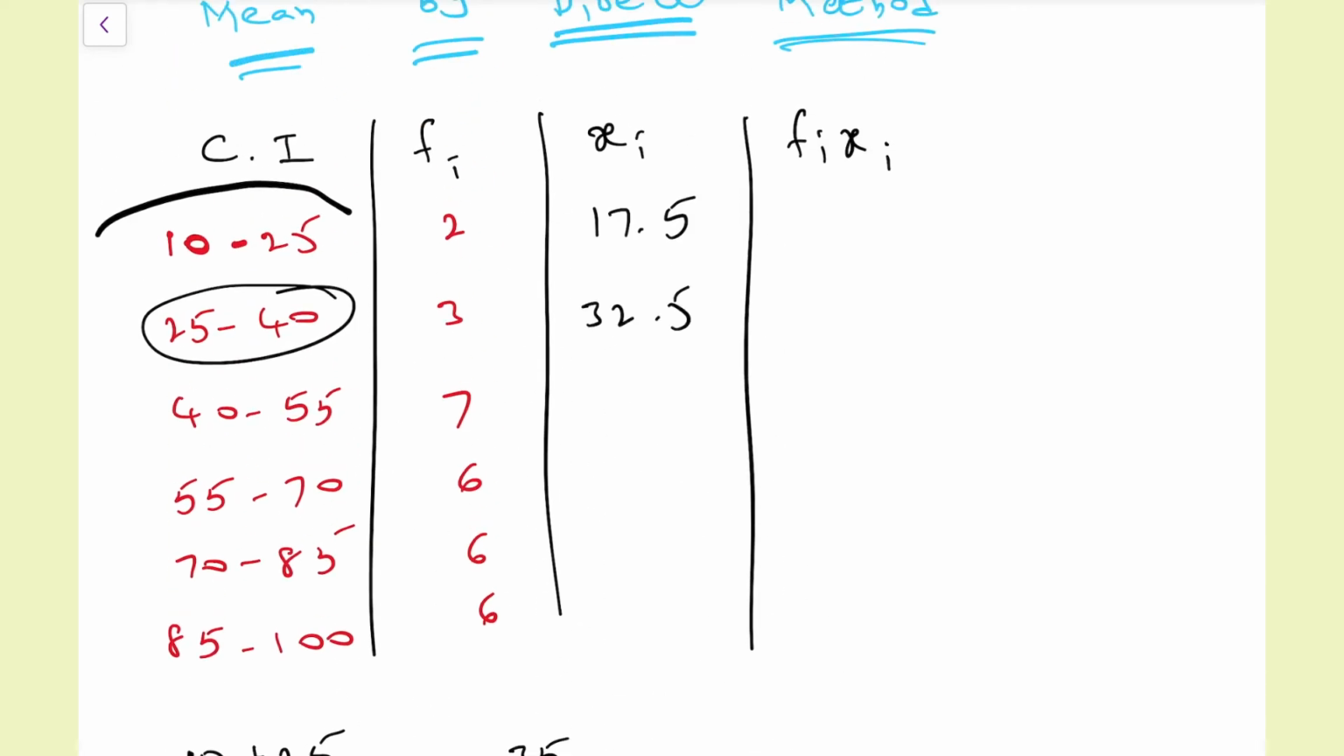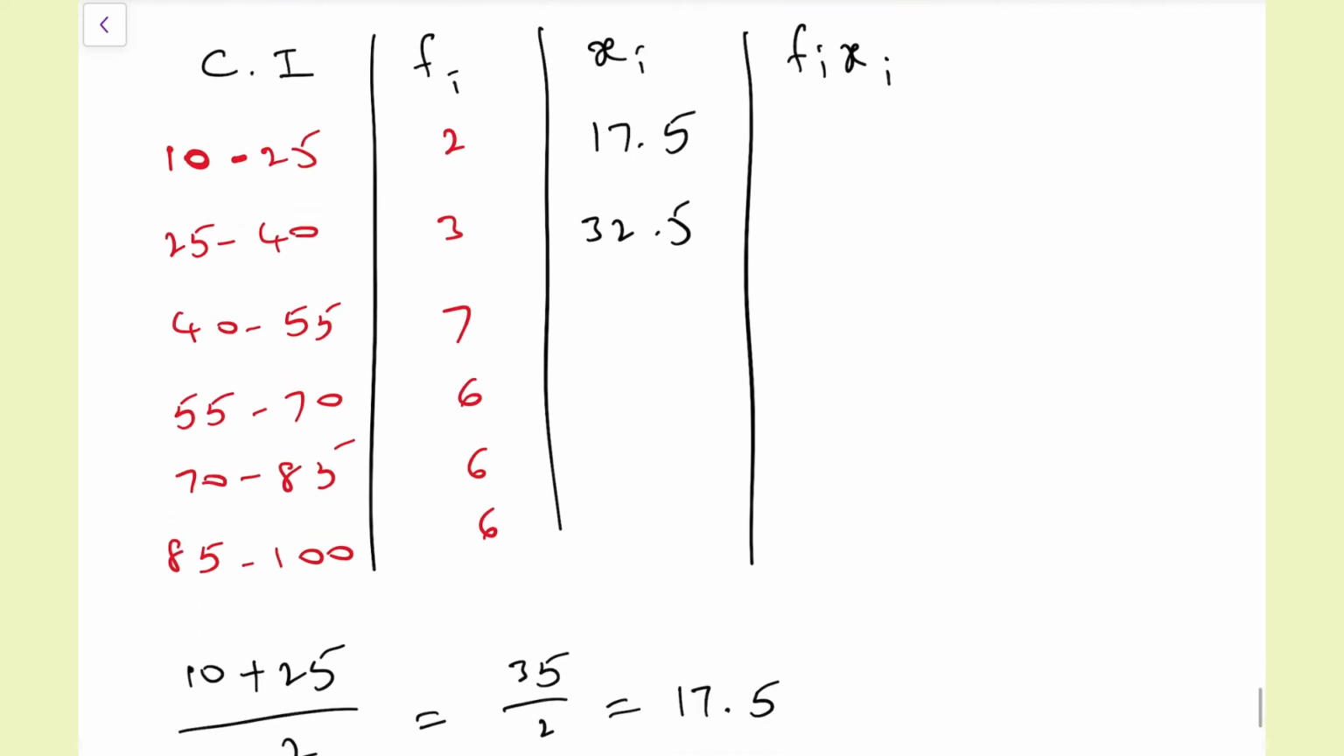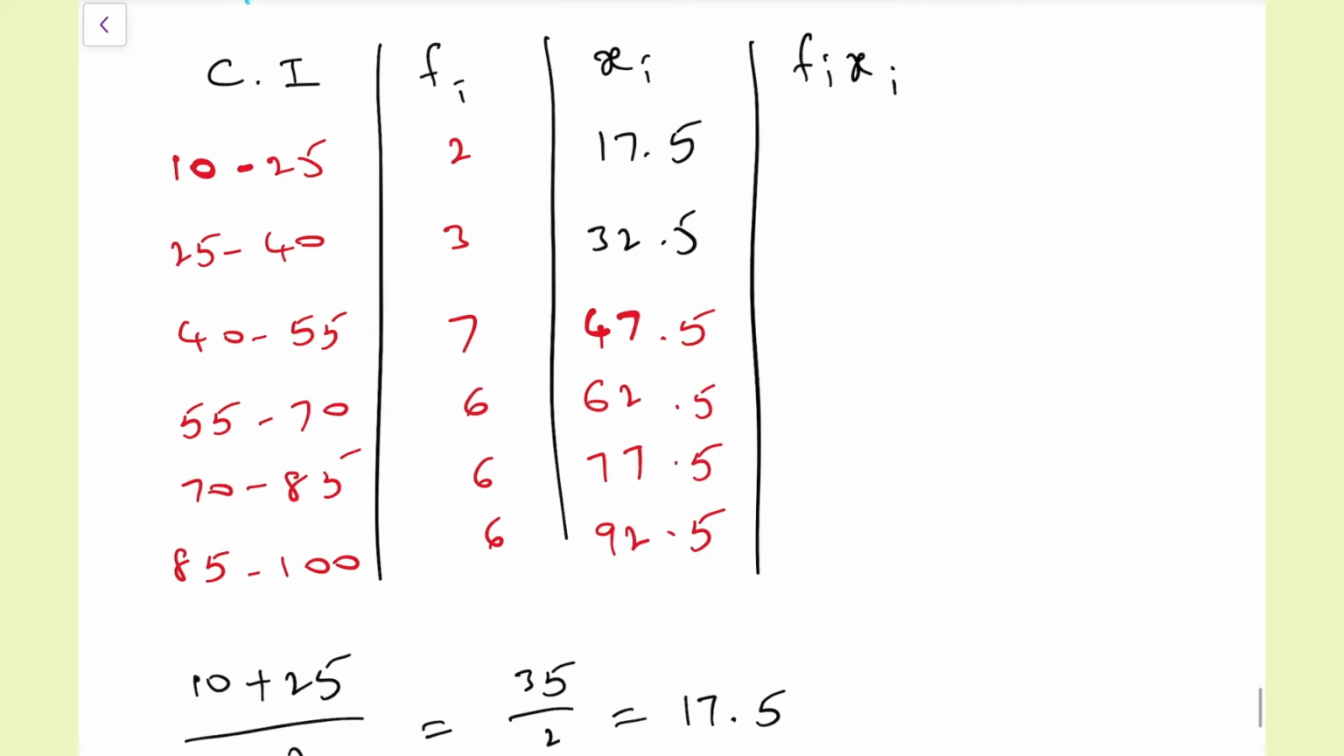Now if we observe the first class mark as well as the second class mark, we will get some logic. 17.5 and 32.5. If we add 15 to the first number, we get the second number, right? So keep on adding 15. 32.5 plus 15, 47.5. 47.5 plus 15, 62.5. 62.5 plus 15, 77.5. 77.5 plus 15, 92.5. For everything, the decimal is 0.5. That's it. Now we need to find the Fi Xi column.